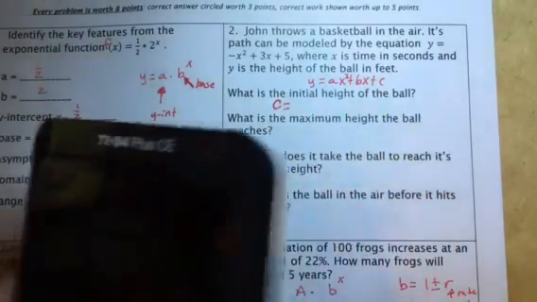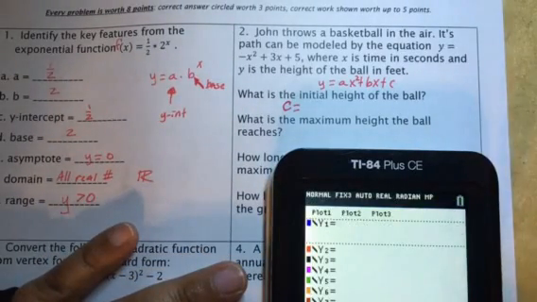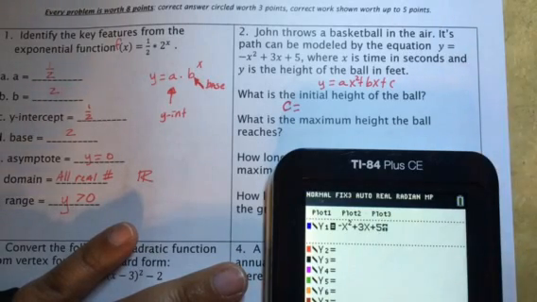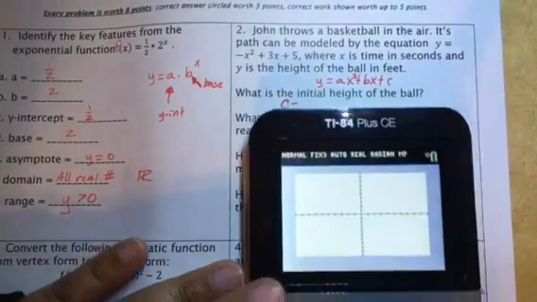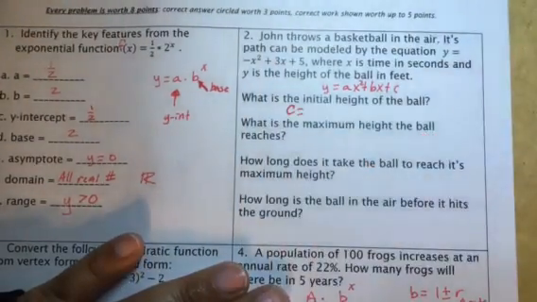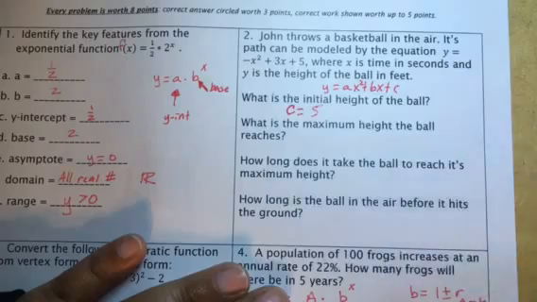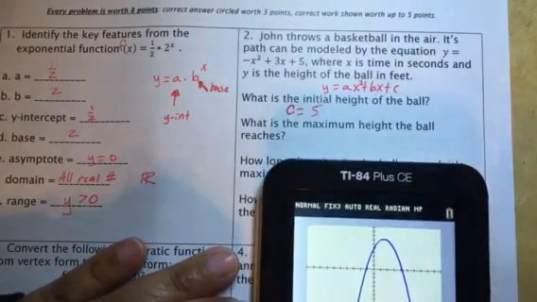Now, if you put this in the calculator, you'll also be able to see on this one, because your c is small enough to actually see on the calculator. But I need y'all to remember your initial amount is whatever that c value is. So if you look here, that's touching the y-axis at 5. This is 5, so I need y'all to know that's your initial amount. Okay, what's the maximum height of the ball?